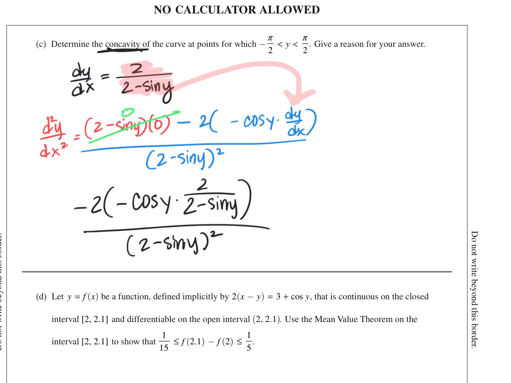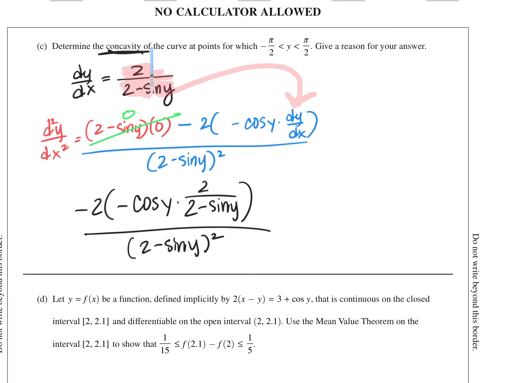Wow. Now they're asking, determine the concavity. You guys, from this, we need to know if my second derivative is negative or positive. Because if my second derivative is negative, it's concave down. If my second derivative is positive, it's concave up. Oh my gosh. Can we simplify this? Yes, we can, people. Yes, we can.